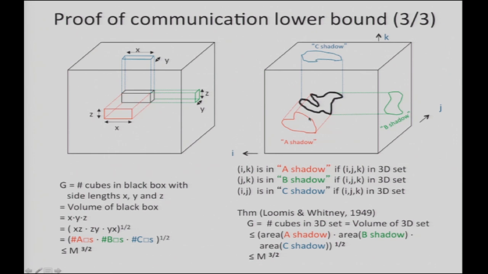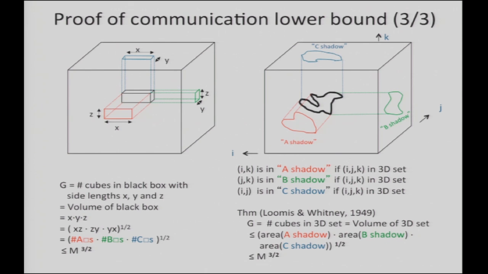The theorem from Loomis and Whitney from 1949 says that the volume of this shape, the number of cubes in the 3-dimensional set, is bounded above by almost exactly the same formula. Take the product of the 3 areas, the areas of the 3 shadows, and take their square root. So no matter what shape, this is an upper bound. It's attained if it's a brick, but it's always true. Okay, so that's going to be my G. And that's where it comes from. So now the question is, how do I generalize this to arbitrary code?